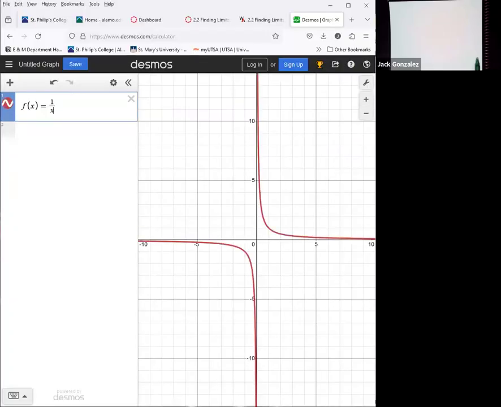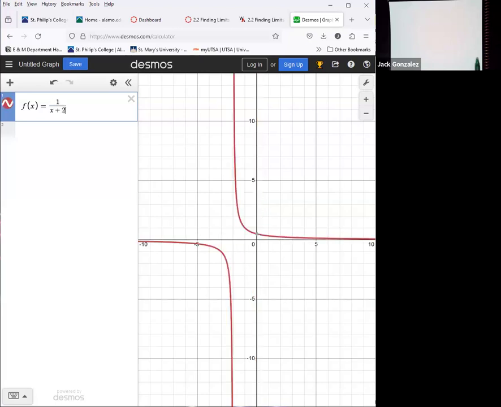So for example, let's say we could graph this rational function. We can see that we're undefined at x equals -2, correct? The vertical line is graphed by x equals -2, goes right through the center.